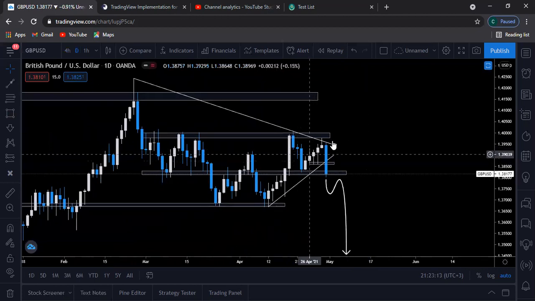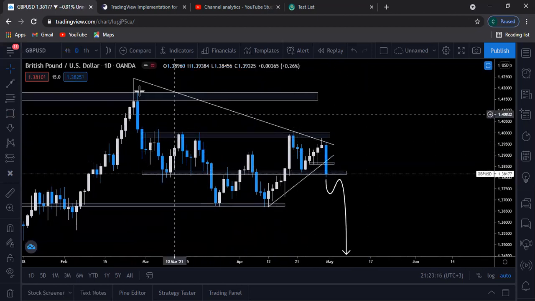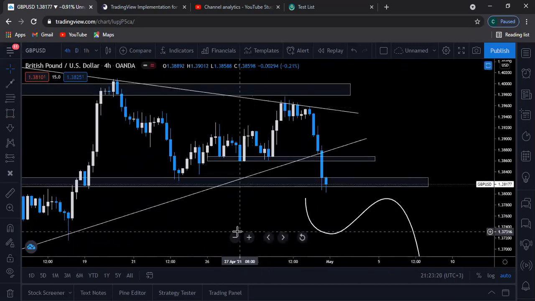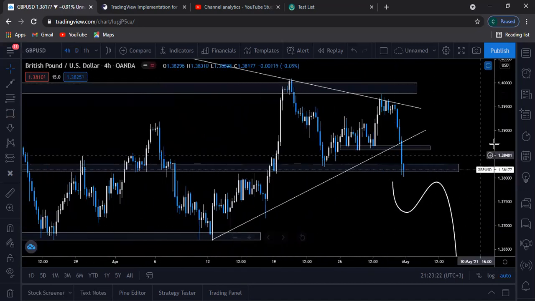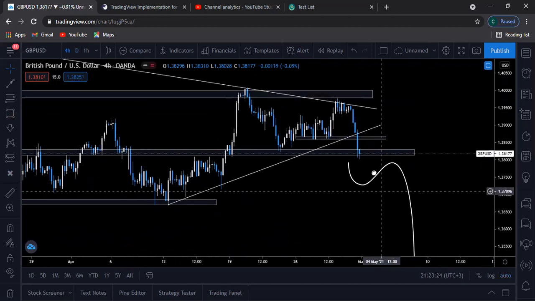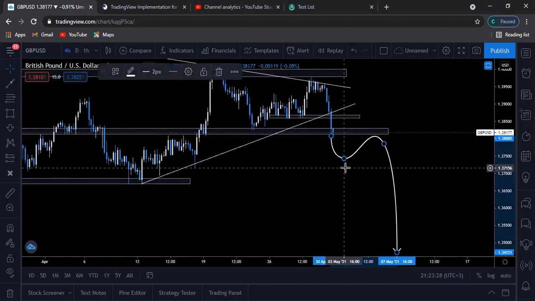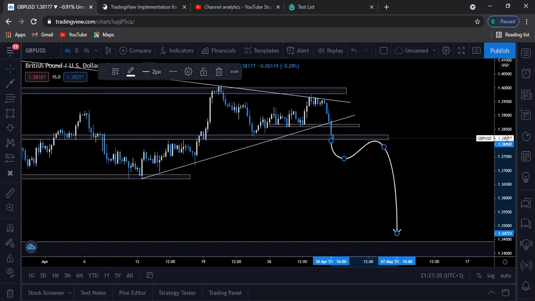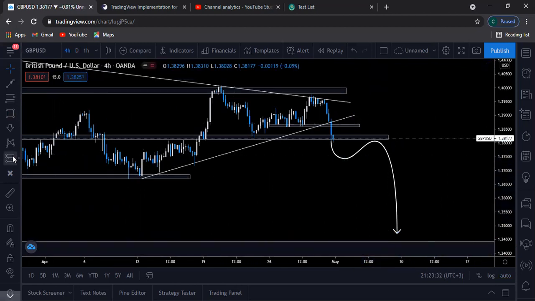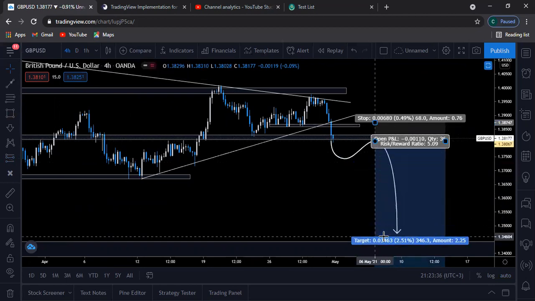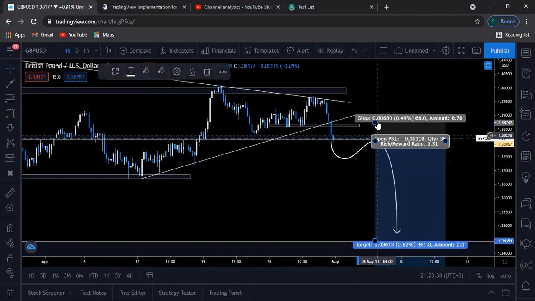Indicating a change of momentum again, right? So in the 4-hour here, as you can see, prices already broke this trend here. Now, what I'll be expecting in this pair before I actually take an entry is a break below this support, a retest, and then I'll be waiting to ride it all the way down here.